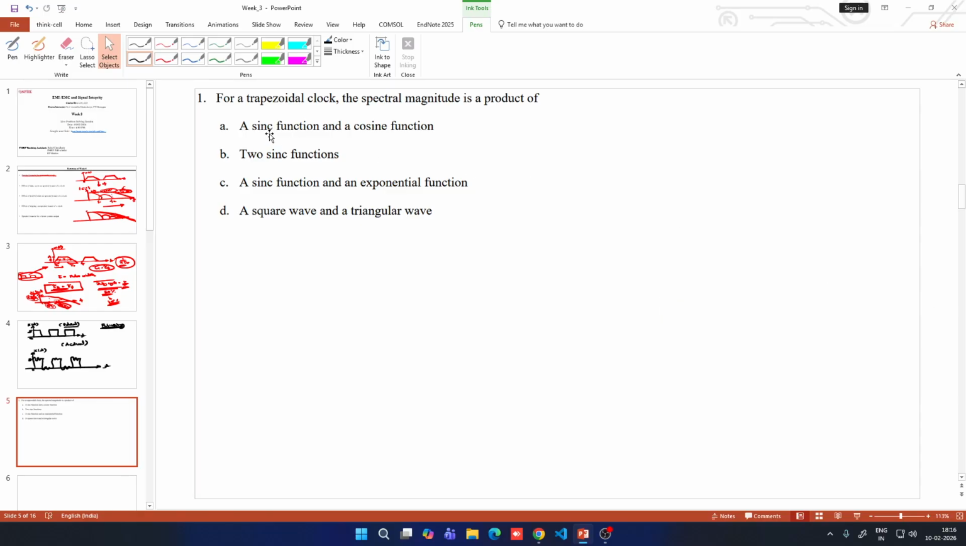For question number 1: for a trapezoidal clock, the spectral magnitude is a product of. Four options are given: a sinc function and a cosine function, two sinc functions, a sinc function and an exponential function, a square wave and a triangular wave. I hope the question is clear. If you have any doubt in this, please let me know. This is the problem, now we'll solve it.